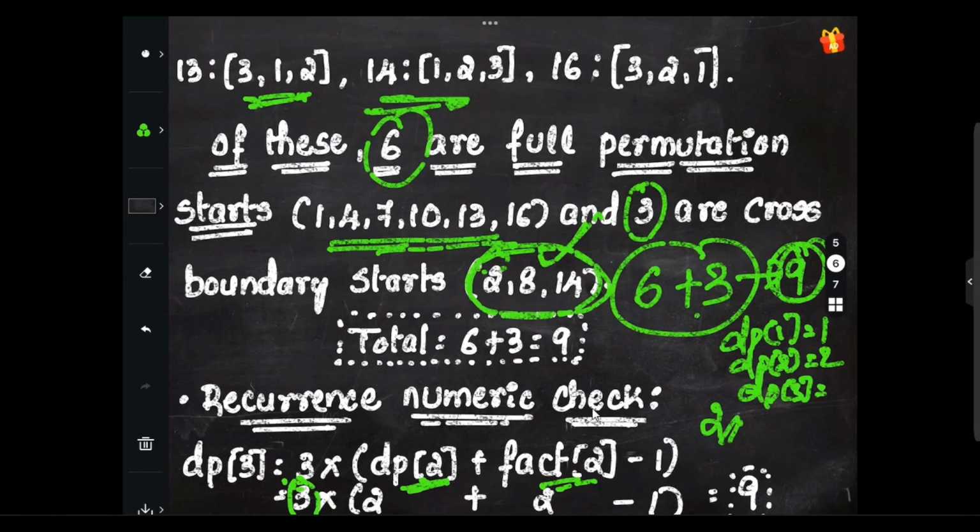So this one will be 3 into dp of 2, we got the value 2. Factorial of 2 is also 2, this one minus 1. So this one will be 2 minus 1, we will get 1. 2 plus 1 is 3, right? So 3 into 3 will lead us to the output 9 here, right? So this 9 is the final answer.